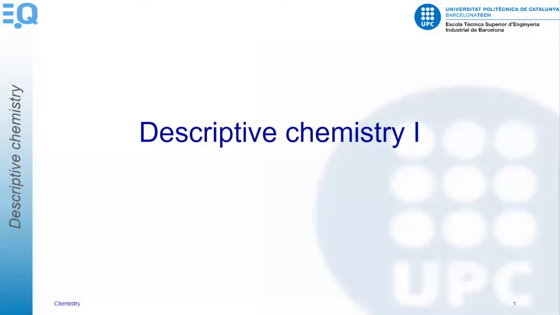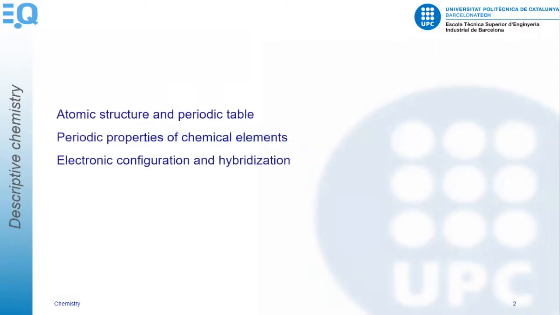Hello students. Now we are going to start the descriptive chemistry unit. It is going to be divided into 3 parts. Let's start with the first one. We will talk about atomic structure and periodic table, periodic properties of chemical elements, and finally electronic configuration and hybridization.